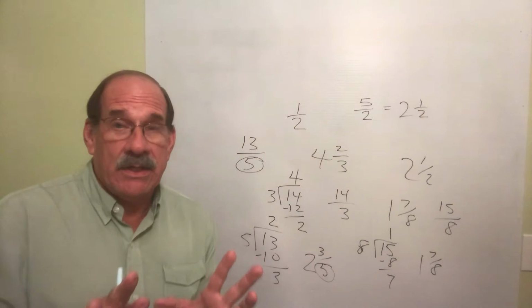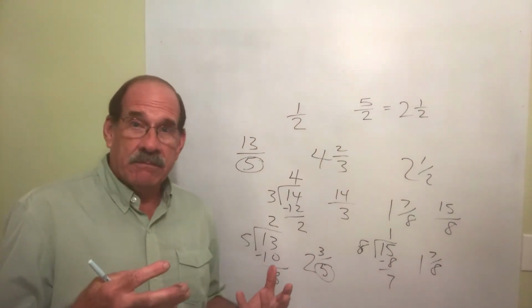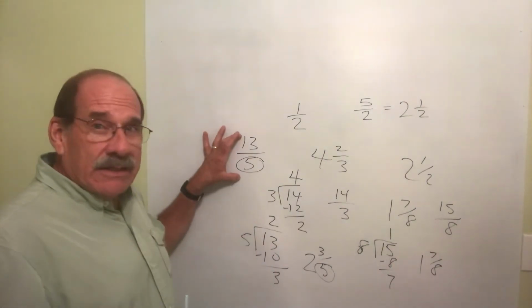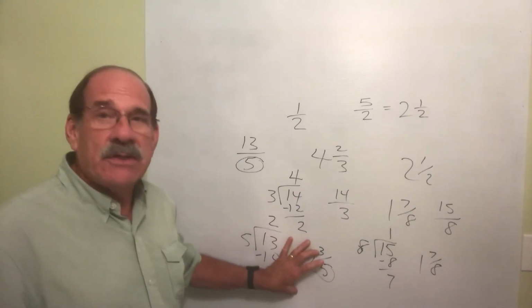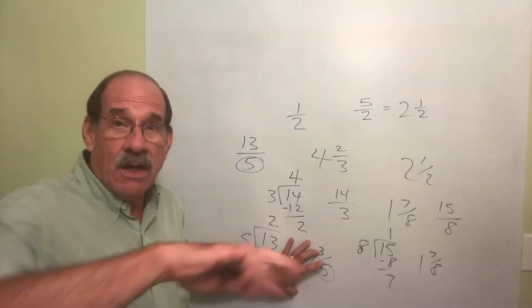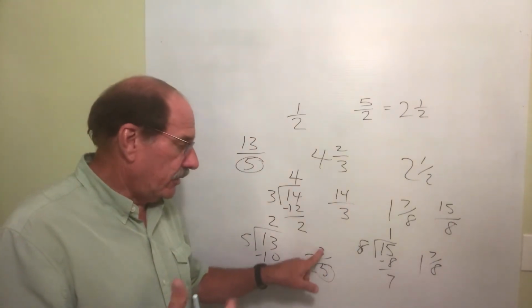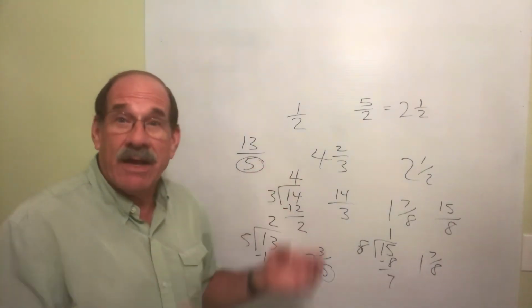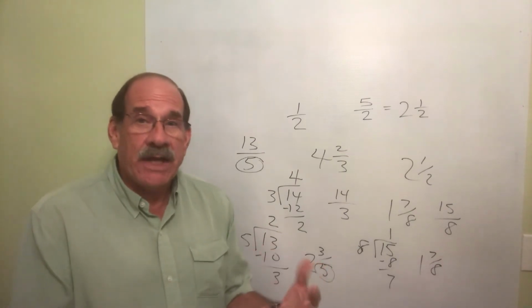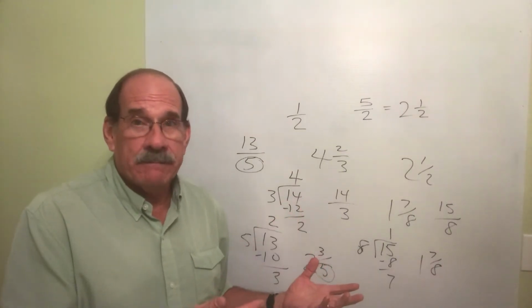Hey, the really nice thing is you can double check yourself. If I got this and I think, well, that's the right answer, let's double check by doing the other conversion. 2 times 5 is 10. 10 plus 3 is 13. Yeah, I've got it right. So double checking this is a very simple thing.